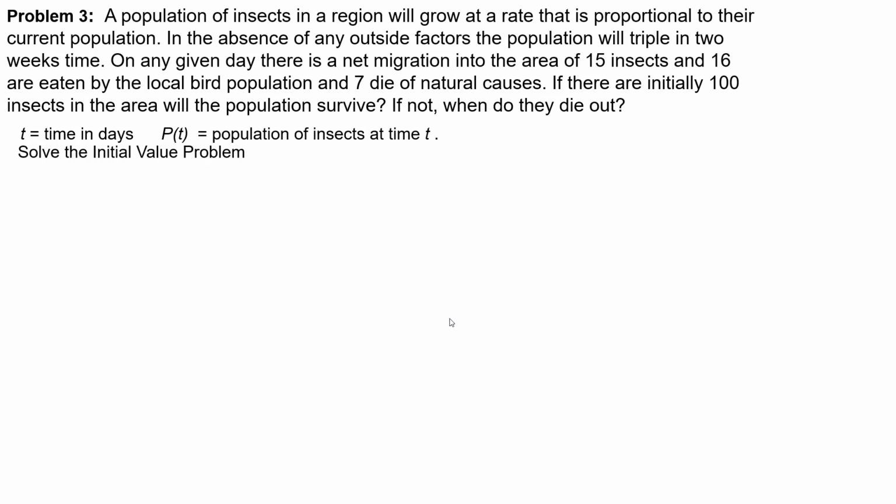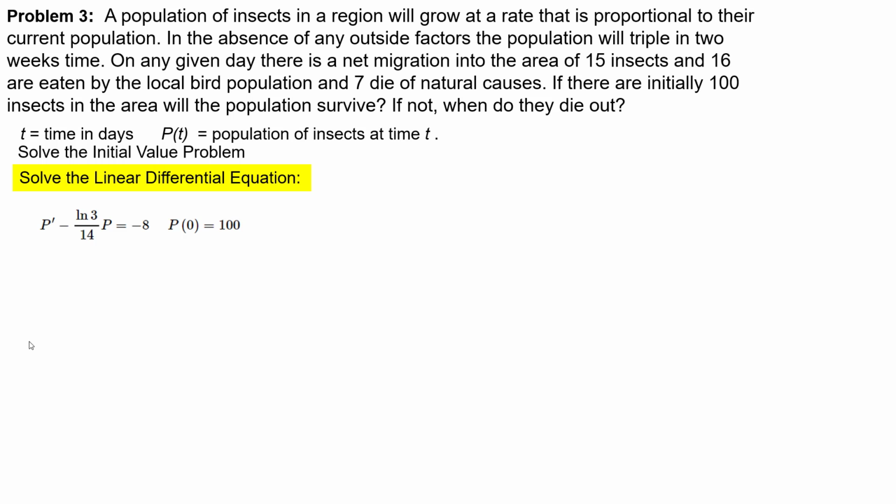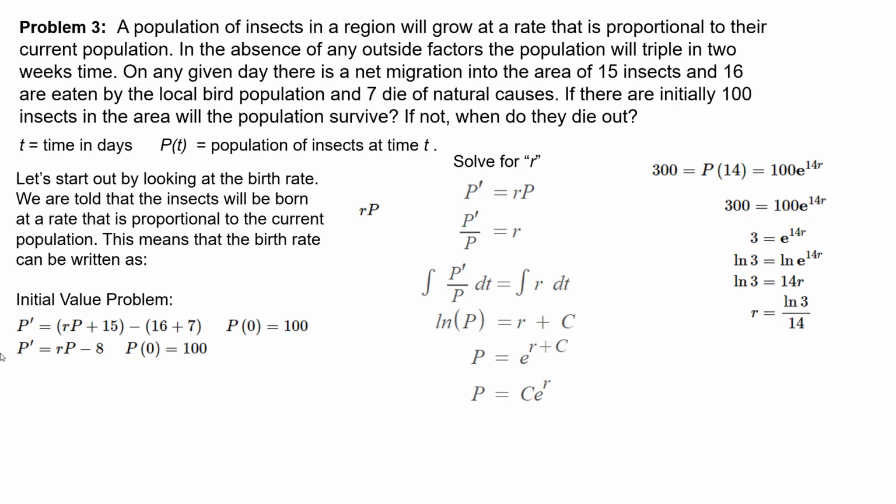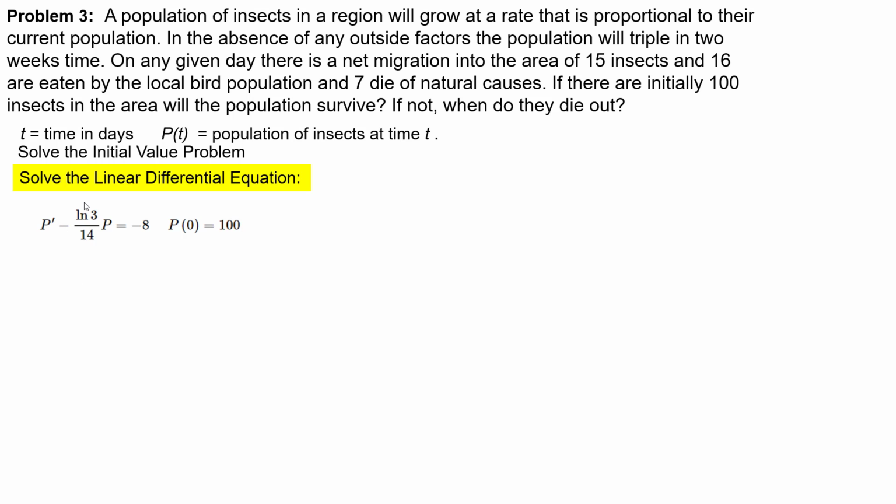This will get more interesting, I promise. Okay. So solve the initial value problem. Here it is. P prime minus, right? I'm going to write this as ln of 3 divided by 14 times P minus 8. So P prime minus ln of 3 divided by 14, P equals negative 8. This is another linear differential equation.